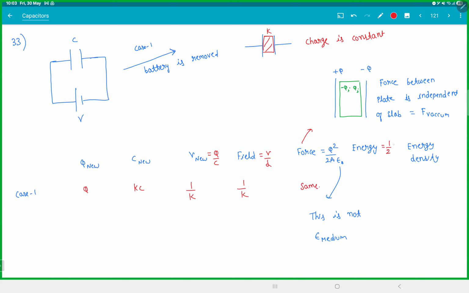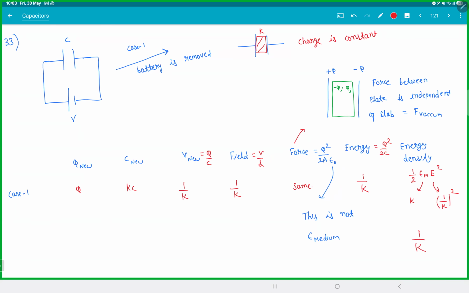Energy is half CV square. Capacitance became KC, I can use Q square by 2C, that is better. So C became KC, so this becomes 1 by K times. Energy density is half epsilon medium E square. Here epsilon m will come. Epsilon m becomes K times. Field becomes 1 by K, so E square is 1 by K square. So this is 1 by K times. You getting the catch? In energy density that epsilon is epsilon m, but in force epsilon naught is not epsilon m. That's the thing you have to be careful about.